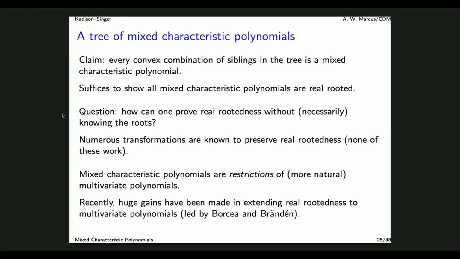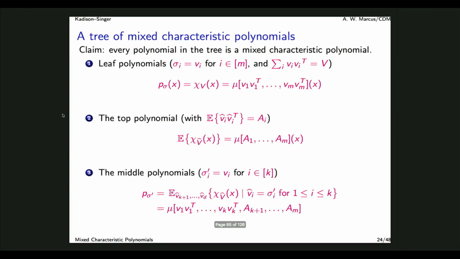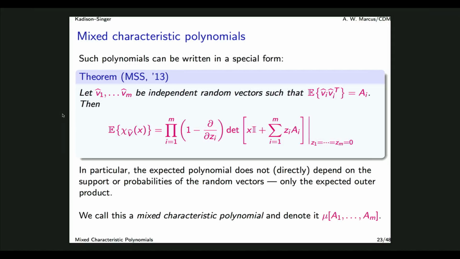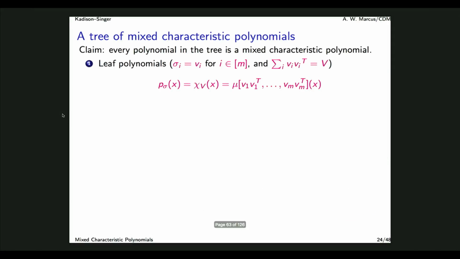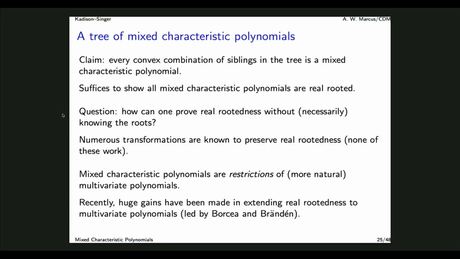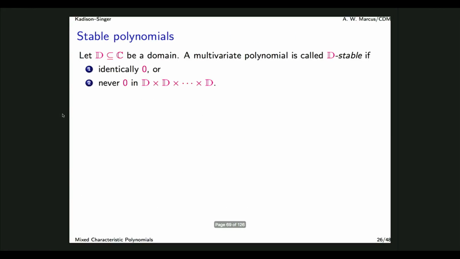And I should say that there are a lot of these transformations that are known, and none of these really work on our polynomial. But fortunately, we sort of wrote our polynomial as a restriction from these multivariate polynomials. And recently huge gains have been made in extending real rootedness to multivariate polynomials. This has been led by an effort of Borcea and Brändén in a series of papers, which really has developed this subject in an incredible way. So let me tell you what this extension is.